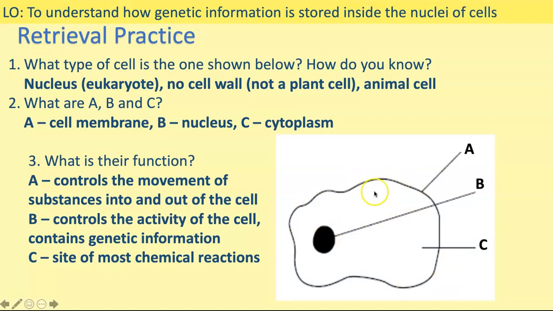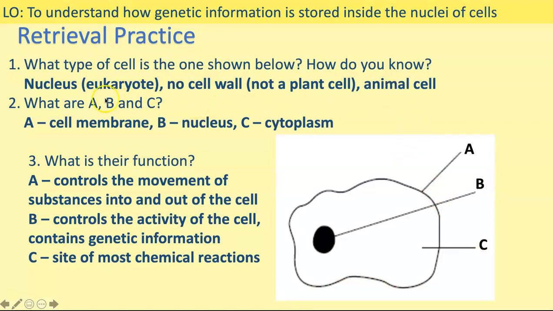So this cell is going to be either an animal or a plant cell. Now, around the outside of the cell here, I can see one layer which indicates that this cell only has a cell membrane. There is no cell wall here. If this was a plant cell, it would have a cell wall. So we know that this cell must be an animal cell.